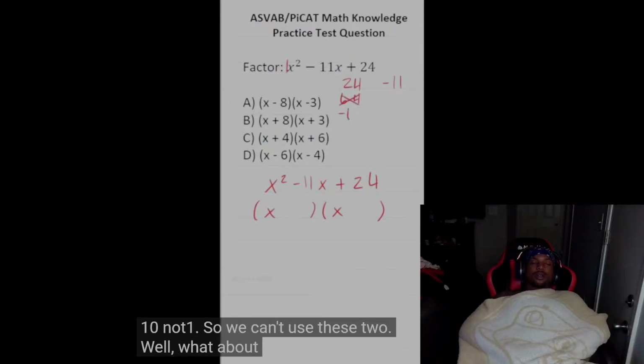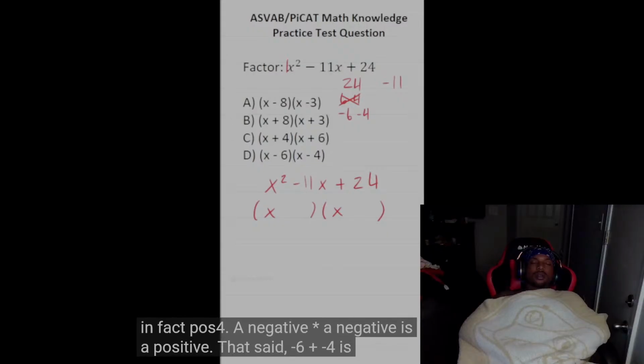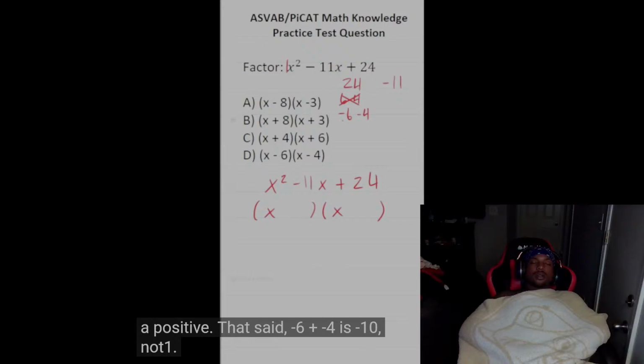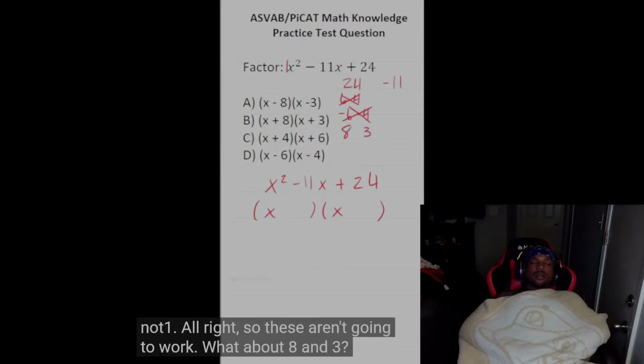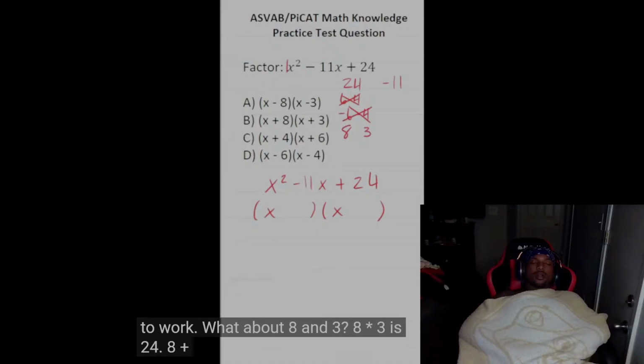Well, what about negative 6 and negative 4? Negative 6 times negative 4 is in fact positive 24. A negative times a negative is a positive. That said, negative 6 plus negative 4 is negative 10, not negative 11. All right, so these aren't going to work. What about 8 and 3? 8 times 3 is 24. 8 plus 3 is positive 11, not negative 11.